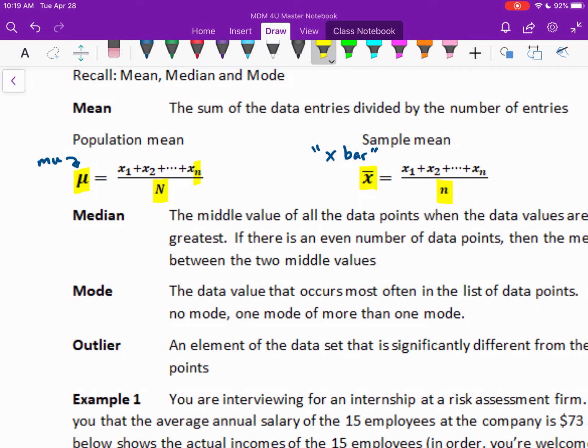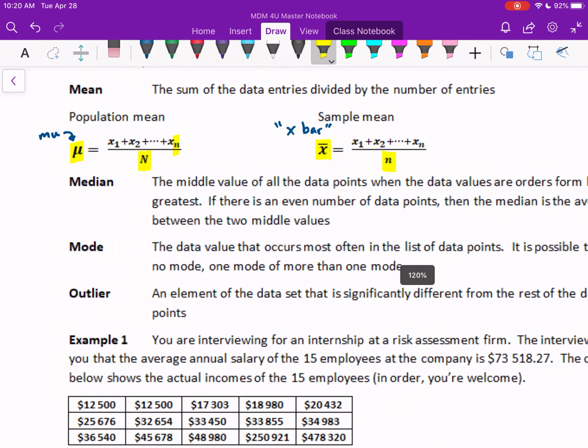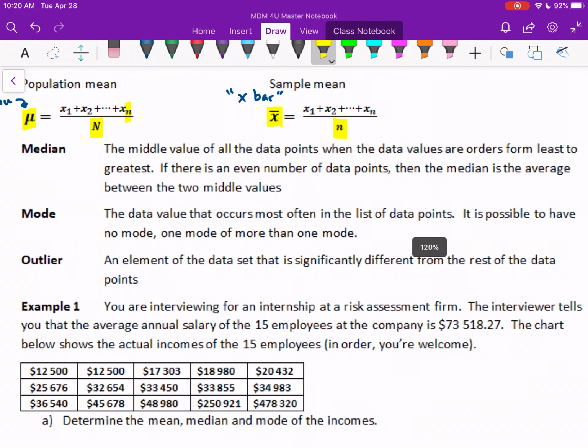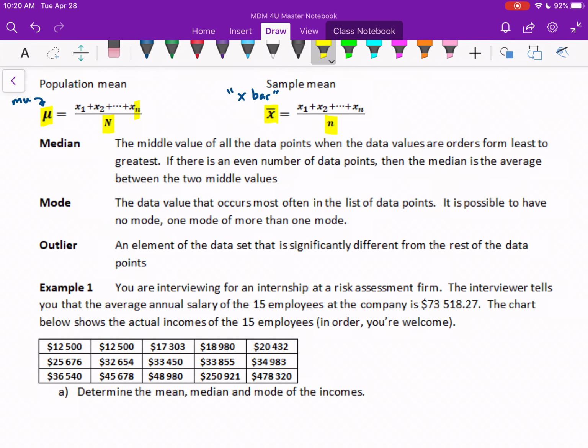So remember, sample is not all of whatever you're measuring. It's a subset of what you're measuring. So if I want to find out information about what's going on in Canada, but I only ask every 10th person, now I'm dealing with a sample. The formulas are exactly the same, but the variables just indicate whether we're dealing with a population or a sample. So we're going to use both of those at different times.